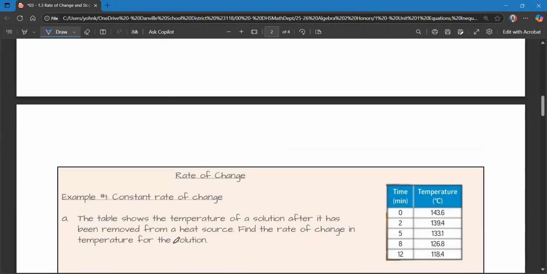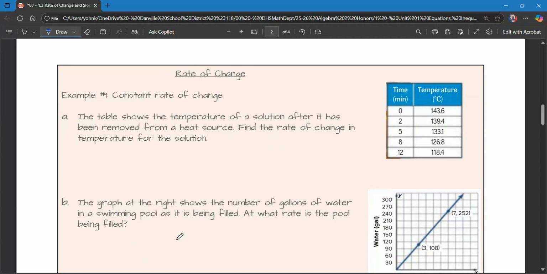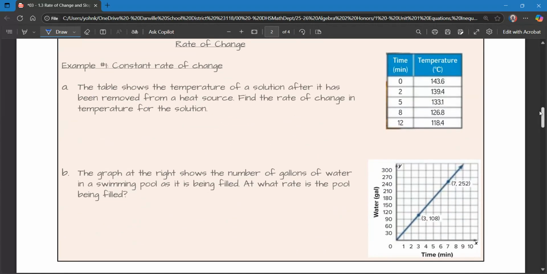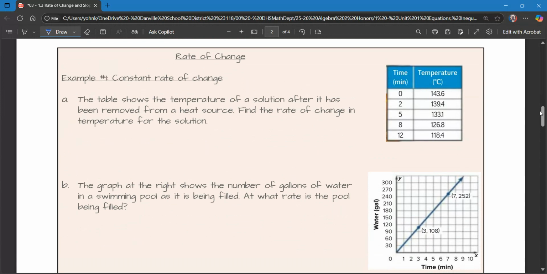So we're going to talk about how to calculate rate of change when it's attached to some word problems. So part A here, the table shows the temperature of a solution after it has been removed from a heat source. Find the rate of change in temperature for the solution. So let's say you're heating water up to make ramen and you take that water off the stove, the water is going to cool down.